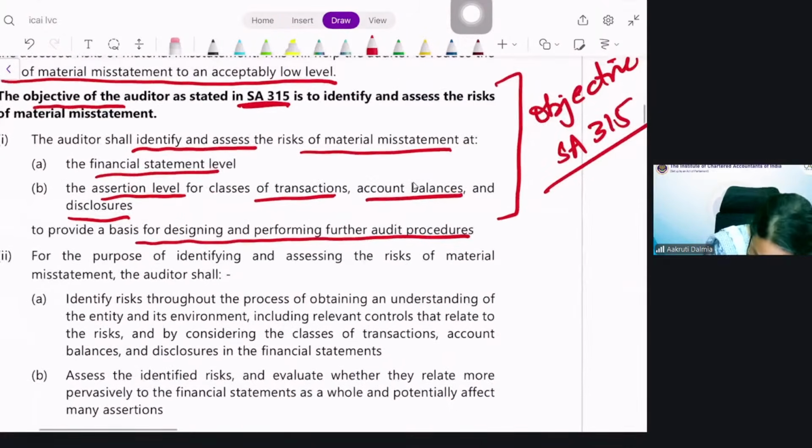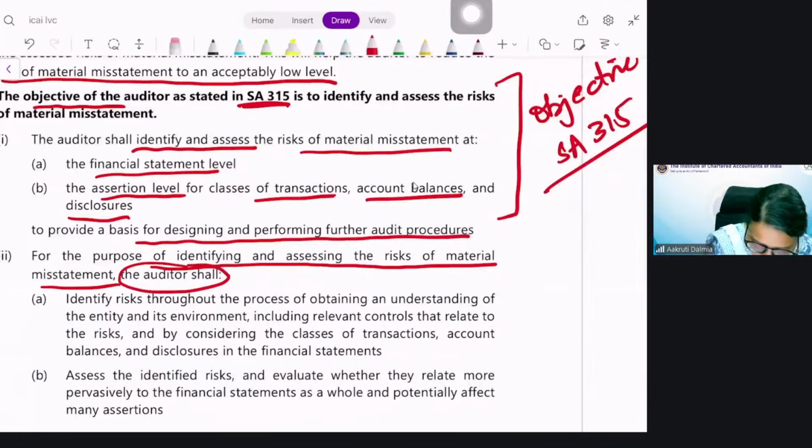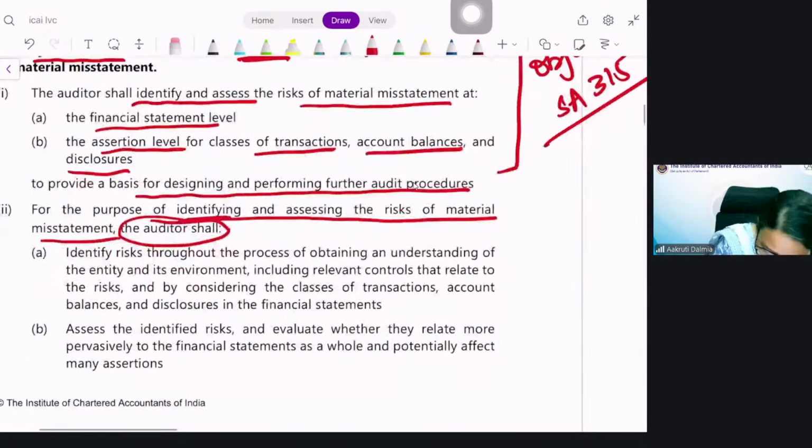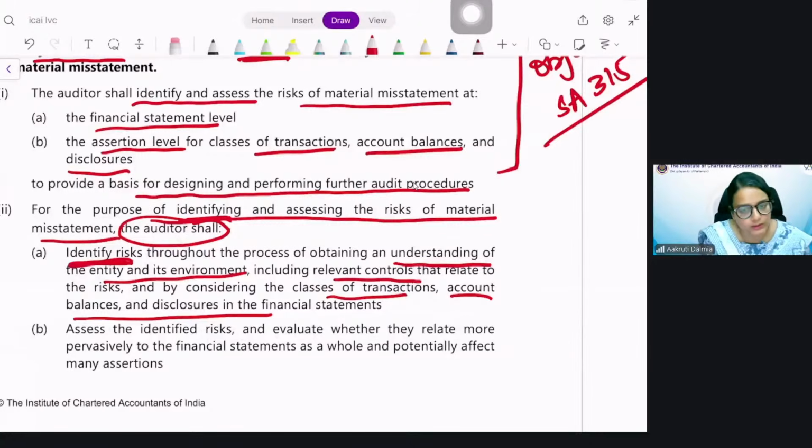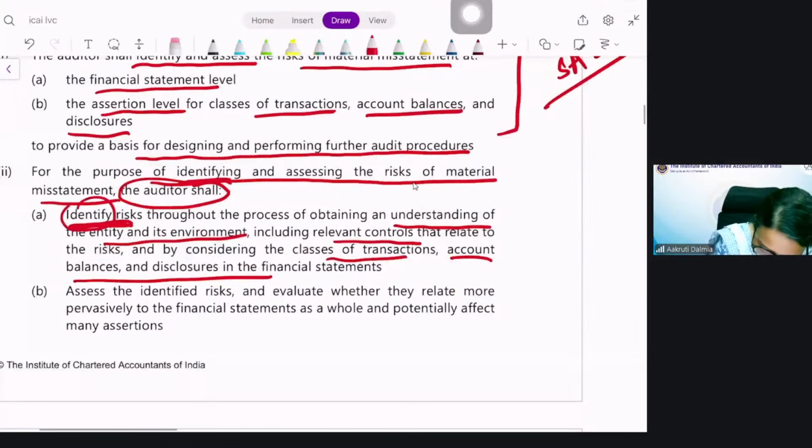And for the purpose of identifying and assessing the risk of material misstatement, the auditor shall do what? Identify the risk through obtaining an understanding of the entity and its environment, by checking their control system for classes of transactions, account balances and disclosures. 101st time. Once identified, then what? How to check? Assess the risk.